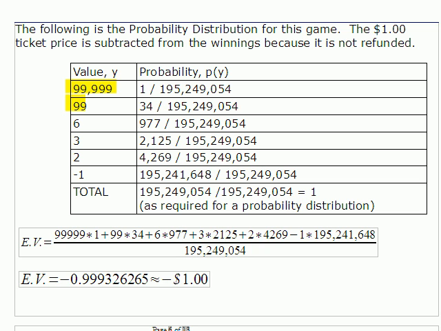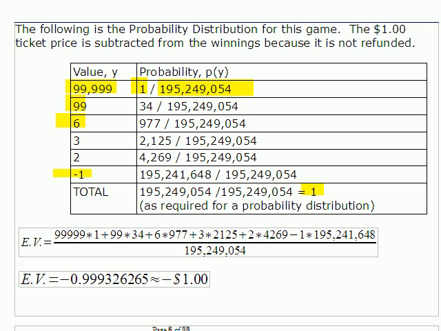All right, $99, $6, $3, $2, and then you have a -1 here because you paid your $1 and got nothing for it. Now I put the chance of winning here. There's one of those prizes divided by the total number sold. I did that all the way down this list. If I add all these up, they come to 1, which is what they should do.